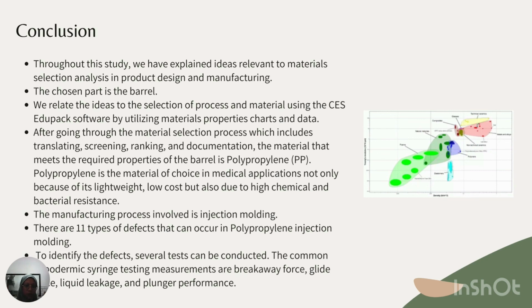Polypropylene is the material of choice in medical applications, not only because of its light weight and low cost, but also due to its high chemical and bacterial resistance. The manufacturing process involved is injection molding. There are 11 types of defects that can occur in polypropylene injection molding. To identify the defects, several tests can be conducted. The common hypodermic syringe testing measurements are breakaway force, glide force, liquid leakage, and plunger performance.